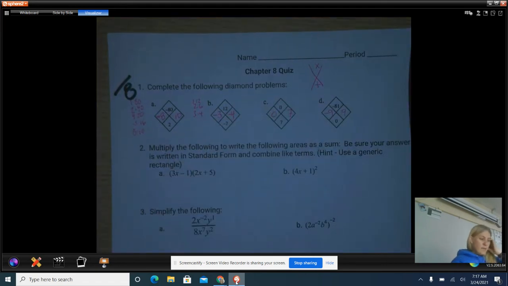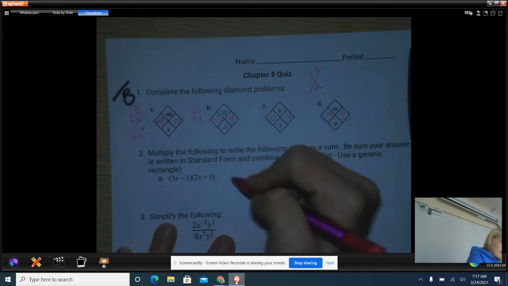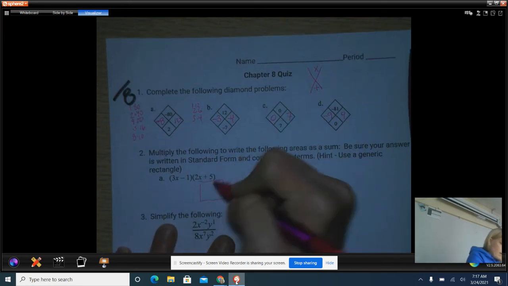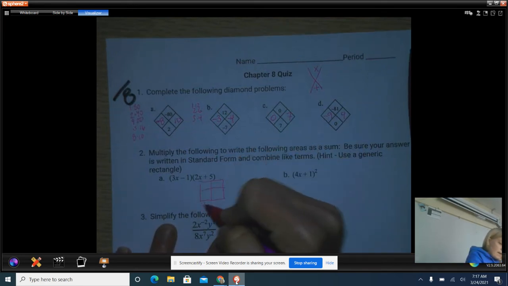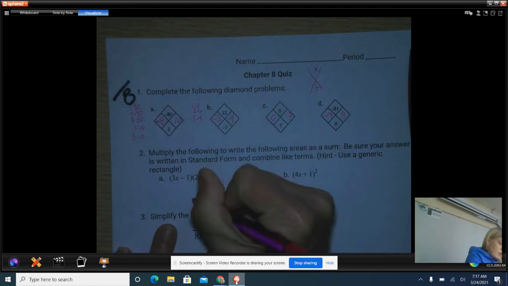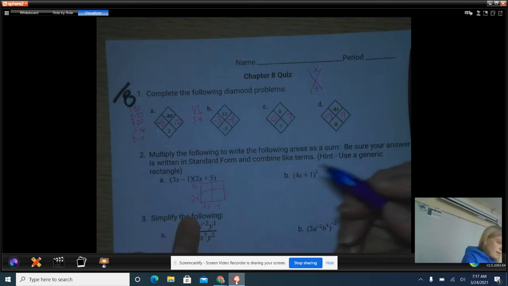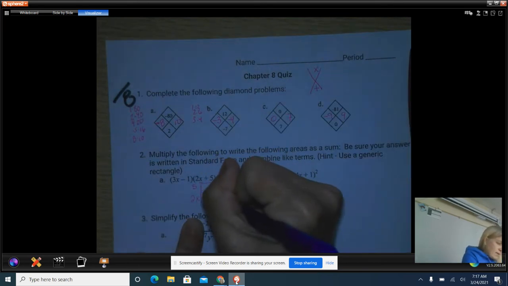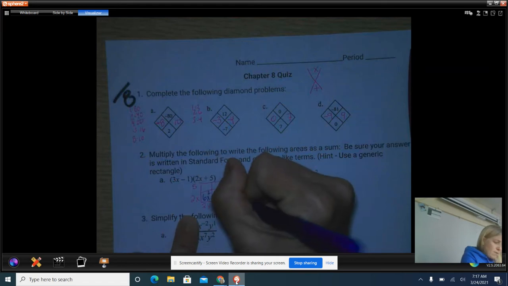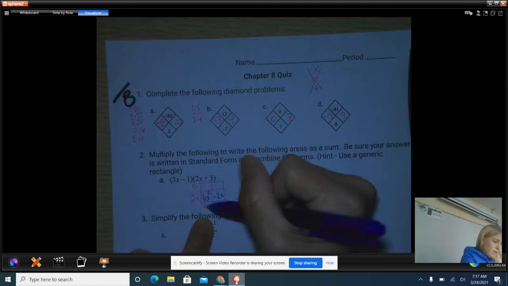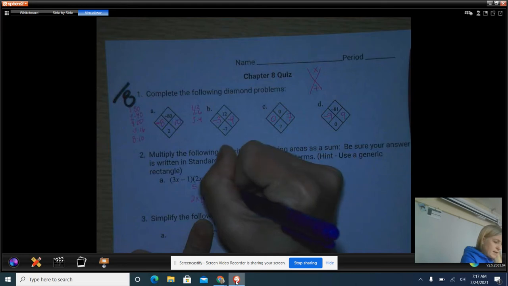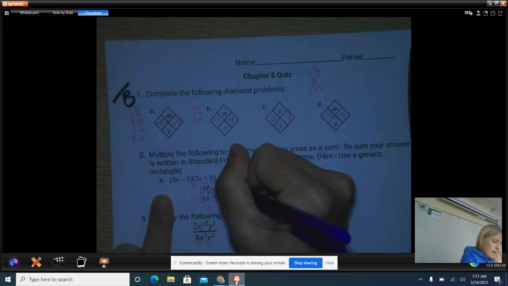Okay, our next one is we're multiplying the following to write the areas as a sum. So we're using the outside of a generic rectangle. So we have a 3x minus 1 and a 2x plus 5. We're going to multiply, multiply, multiply, multiply. 2x times 3x is 6x squared. 2x times -1 is -2x. 3x times 5 is 15x. And 5 times -1 is -5.